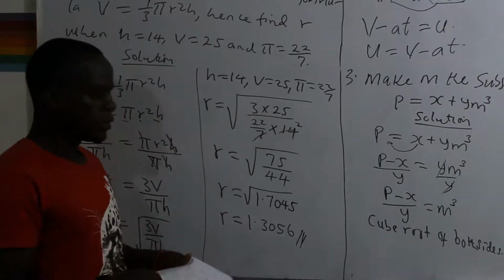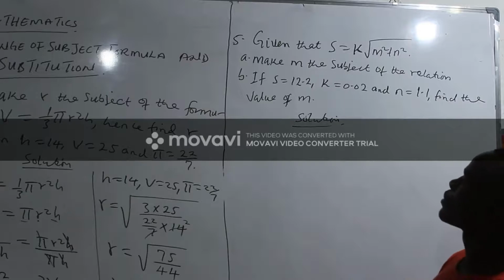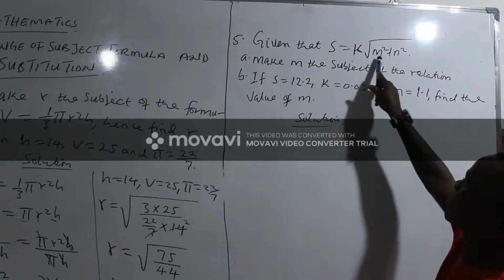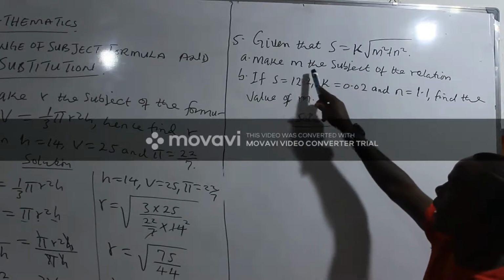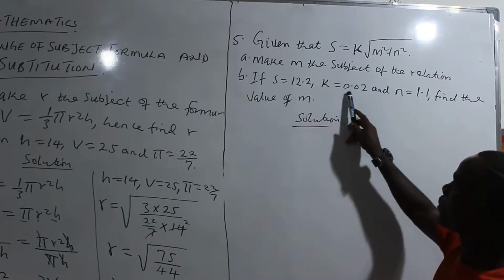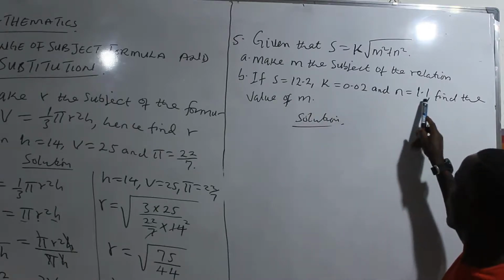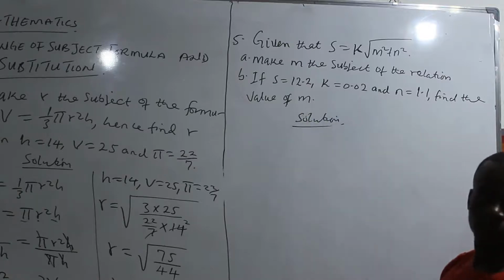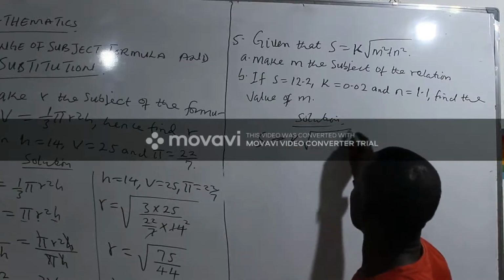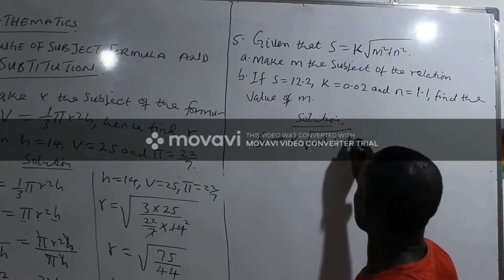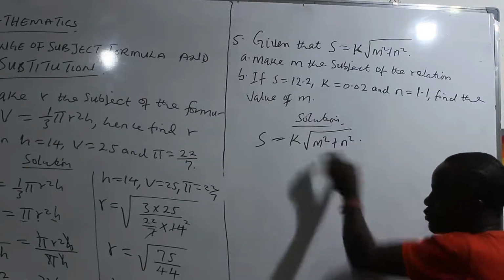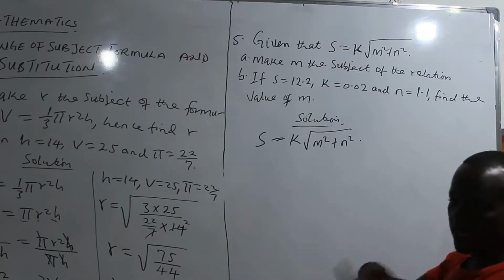Alright? So, okay, the next question we have before us here is, given that S is equal to K root M squared plus N squared, make M the subject of the relation, and if S is 12.2, K is 0.02 and N is 1.1, find the value of M. Okay, S is equal to K square root of M squared plus N squared. When you have a root form like this and the subject you want to make is inside the root, the first thing to do is to cancel out the root.